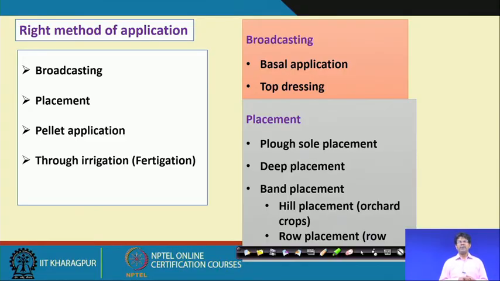Then you can go for band placement, either hill placement for orchard crops. Around the orchard we make a trench, inside the trench we put the fertilizer and cover it with soil. So, hill placement, or row placement, that is a fertilizer cum seed drill. In farm machinery, there is a fertilizer drill and also a seed drill.